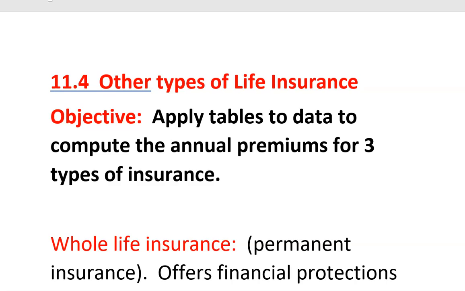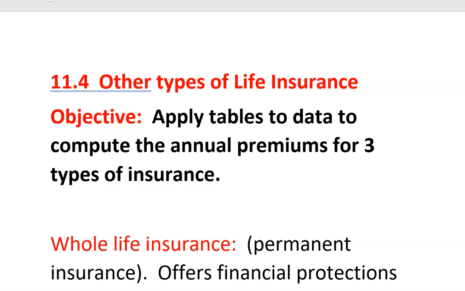Section 11.4, other types of life insurance. So again, we did term life insurance last Friday, and we found out that it was the cheapest form of life insurance that you can buy. It is only for a specific period of time, like 5 years. The one that they did in the book is on 5 years, but there probably are more in real life that you can actually get. 3 years, 10 years, whatever.